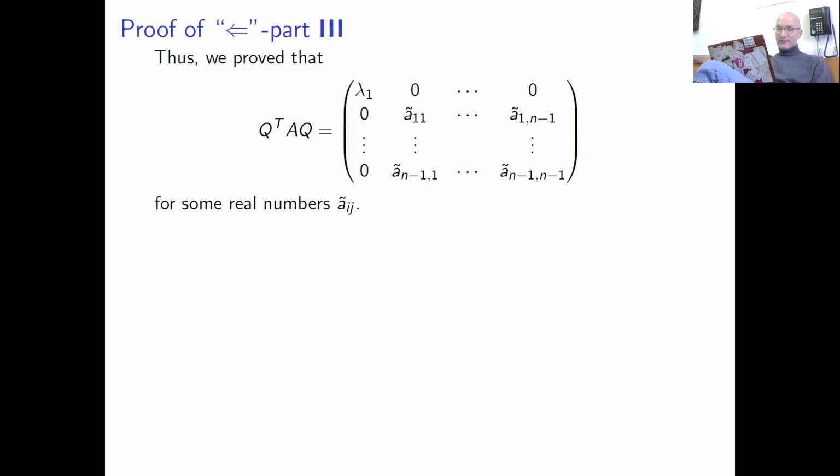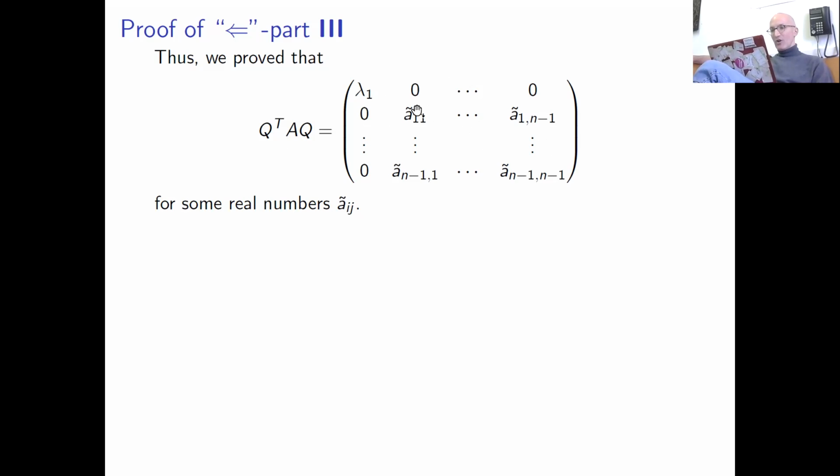If we are in the 2 by 2 case, we are actually done. Why? Because we get a diagonal matrix. This is exactly what we're looking for: Q is an orthogonal matrix, and this is diagonal. But we're not necessarily in the 2 by 2 case. We may be in the 3 by 3 or 4 by 4 case, so we have to proceed. But this is basically the inductive step.